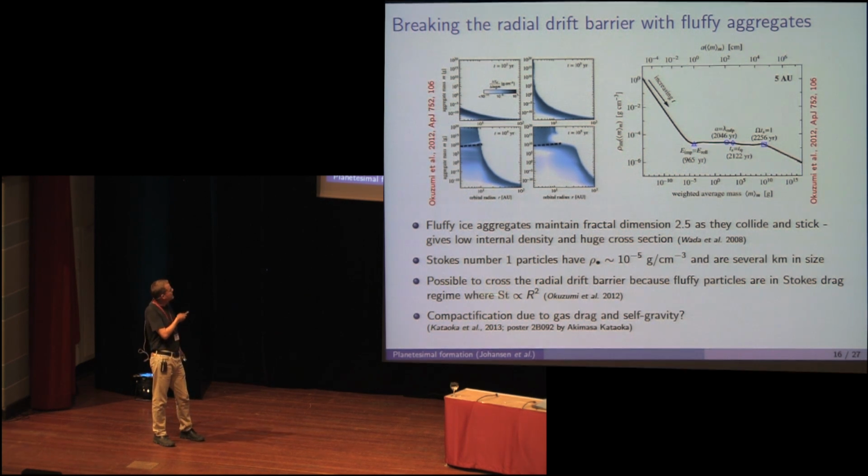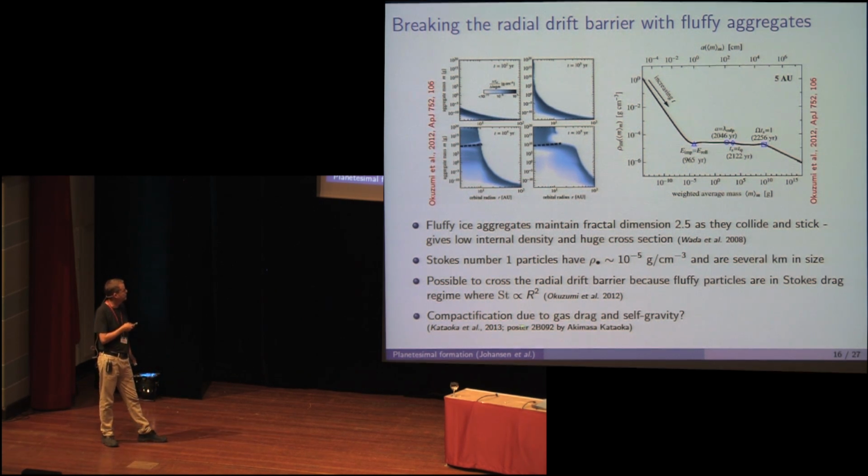And one should also mention quickly that the reason it's possible to cross the radial drift barrier is because the fluffy particles are in the Stokes drag force regime, where the Stokes number is proportional to r squared. And there are still some open issues with this. One is the question about compactification due to gas drag and self-gravity, particularly when the particles become kilometer size or larger. And there's a paper about this by Kataoka et al. 2013. If you want to know more about this, I invite you to see the poster here by Akimasa Kataoka.